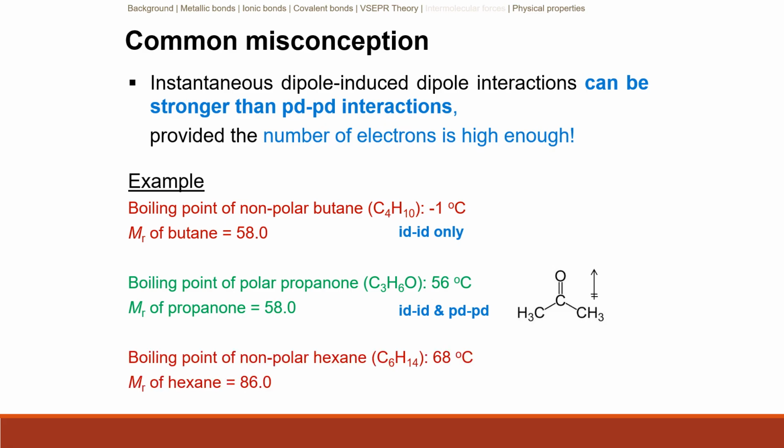However, if we were to look at hexane, which is non-polar, we see that its boiling point is much higher at 68 degrees Celsius compared to 56 degrees Celsius. Given that the MR of hexane is 86, we know that only ID-ID interactions exist between hexane molecules. Then why is the boiling point of hexane higher than that of propanone? The only way to explain is that the strength of ID-ID interactions between hexane molecules is stronger than the PD-PD interactions between propanone molecules.